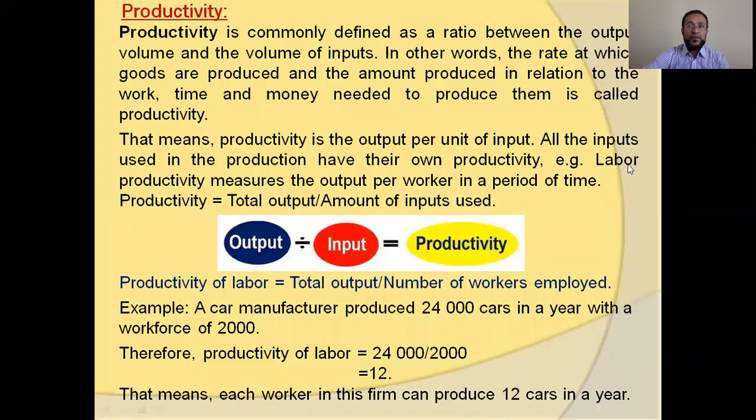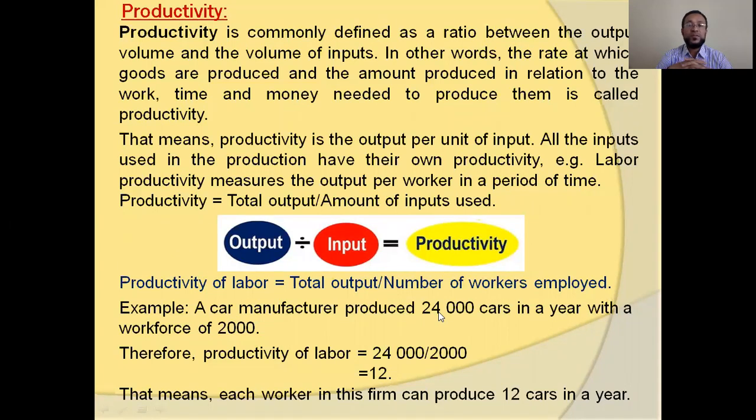All right, so at first, productivity. Productivity is commonly defined as a ratio between the output volume and the volume of inputs. In other words, the rate at which goods are produced, and the amount produced in relation to the work, time, and money needed to produce them, is called productivity. That means productivity is the output per unit of input.